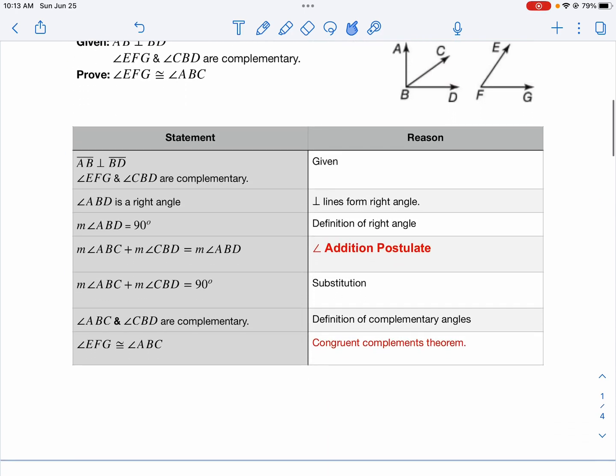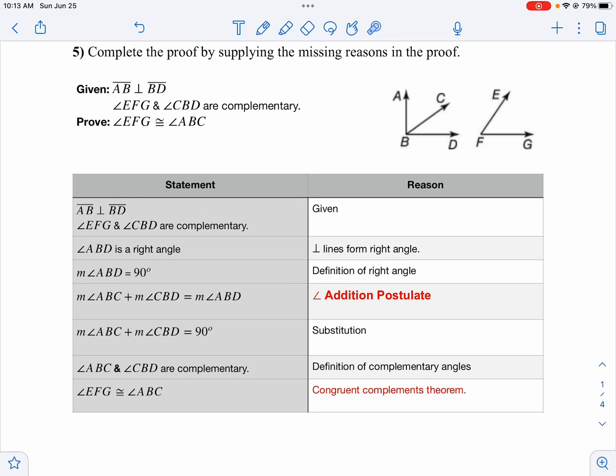And number 5, we have this proof. Well, we have to fill in the parts of it. Let's go from the beginning. We're told and are given that A is perpendicular to B, and EFG and CVD are complementary. Therefore, since we know they're perpendicular, we know angle ABD is a right angle because we know perpendicular lines form a right angle. We also can say that ABD is 90 degrees because that's the definition of a right angle.